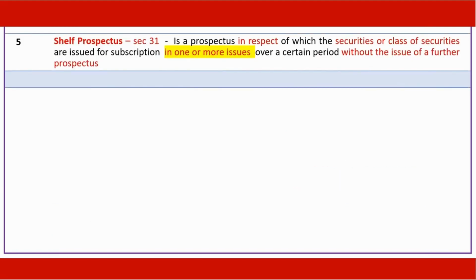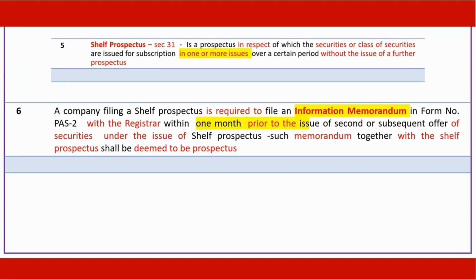Shelf prospectus. It is a prospectus in respect of which securities can be issued in one or more issues over a certain period without issuing a further prospectus. A company filing a shelf prospectus, when it goes for a subsequent issue, has to file an information memorandum along with it in form number PAS2. It has to be filed 1 month before the second or subsequent offer of the securities using the shelf prospectus. Such information memorandum along with the shelf prospectus is considered to be prospectus proper.